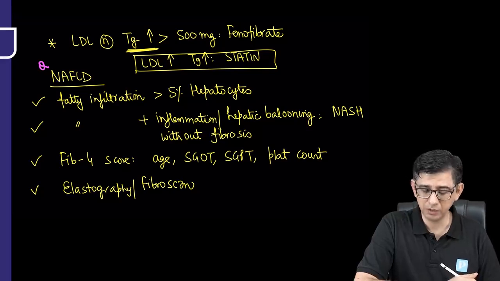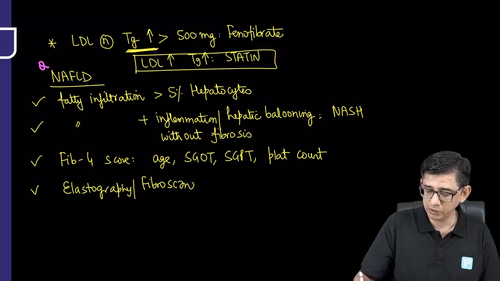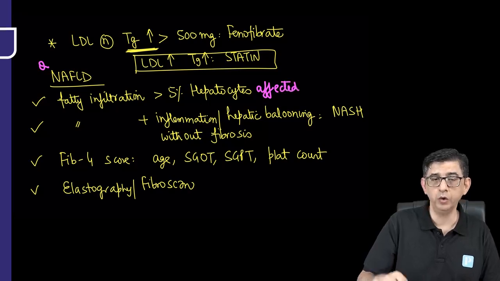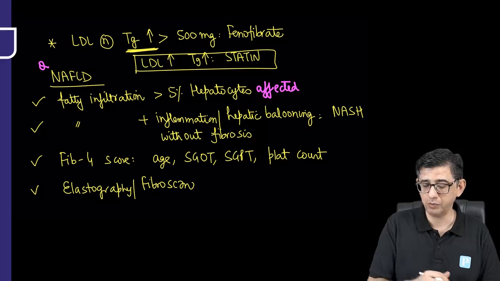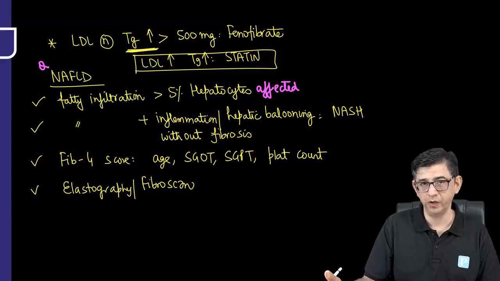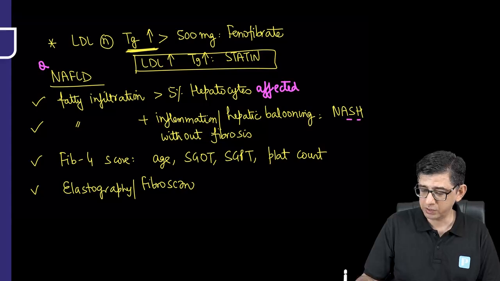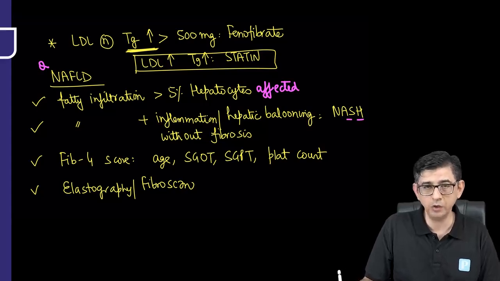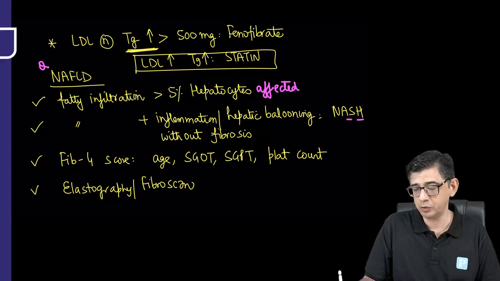Fatty liver is defined as fatty infiltration when more than 5% of the hepatocytes are affected. But if you have a combination of fatty liver with ballooning of hepatocytes, there is damage to hepatocytes, and no fibrosis, then we will say that this is non-alcoholic steatohepatitis. See, the word is steatosis plus hepatitis. Hepatitis means that there is ballooning of hepatocytes, there is damage to hepatocytes.